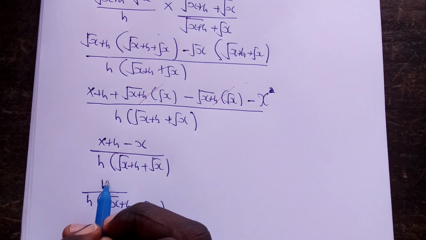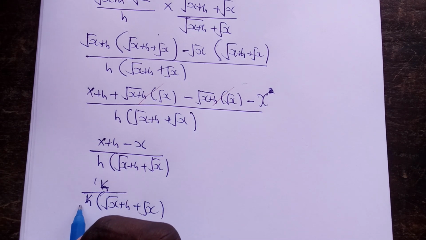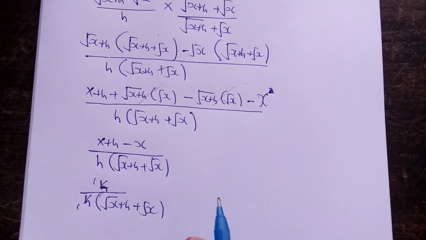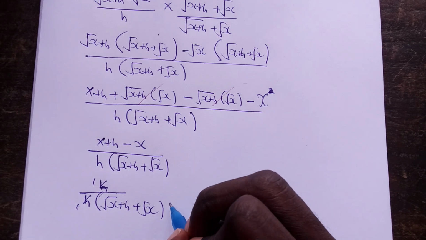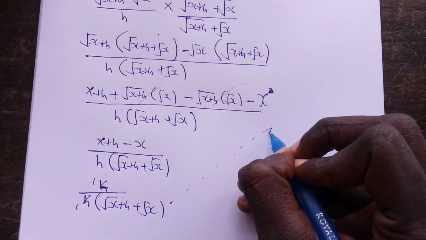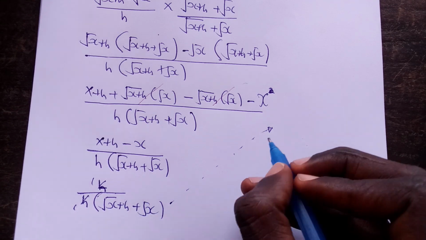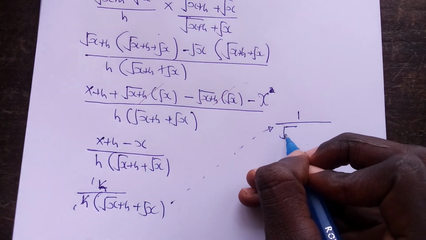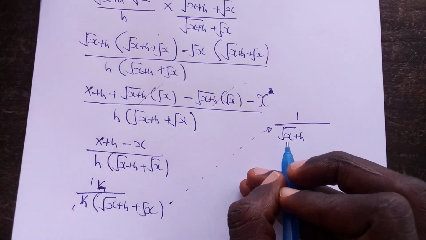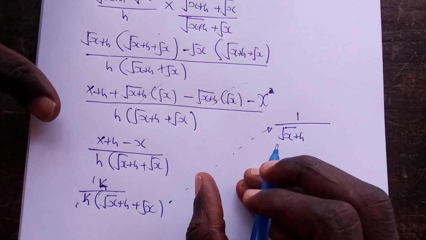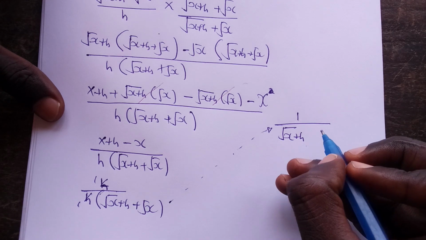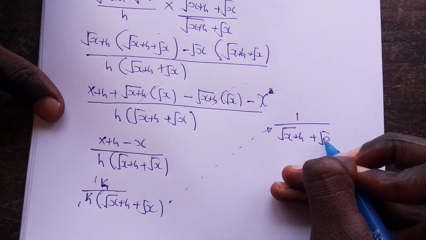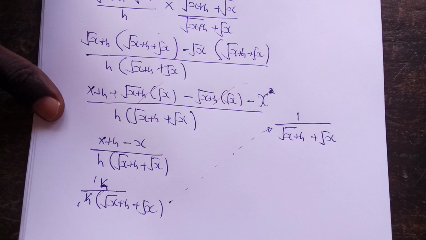The next step, h divided by itself is one, h one times. Then let's write also what remains. Let's say it continues from this point. Now what remains is 1 divided by root of x plus h plus root x. This is what remains.